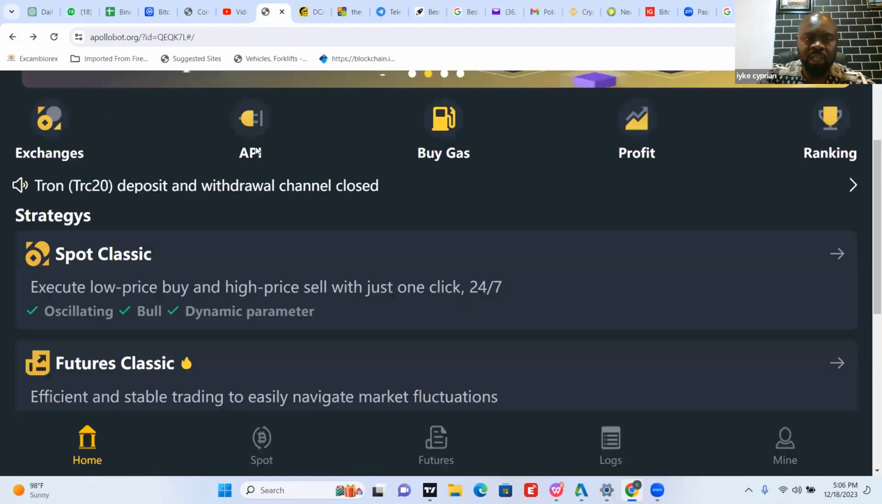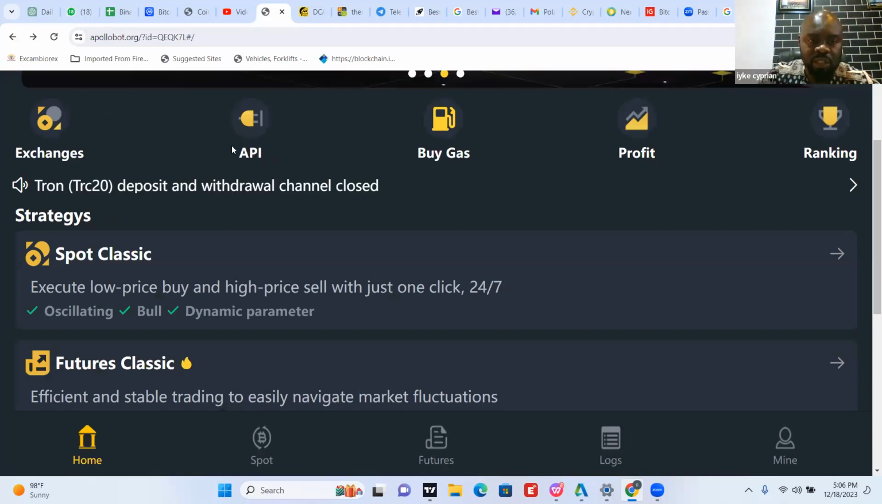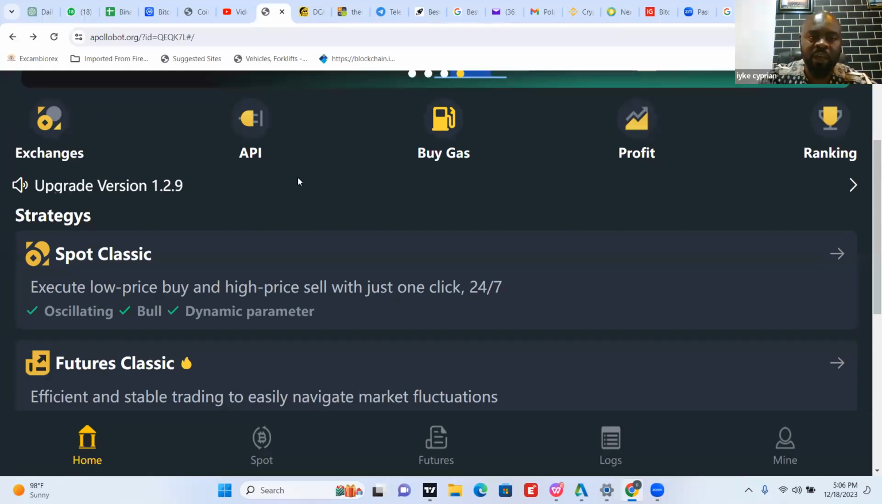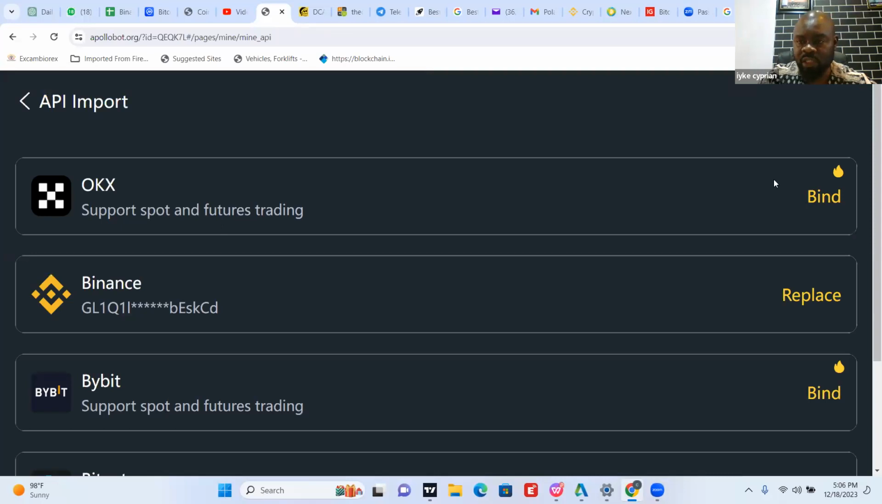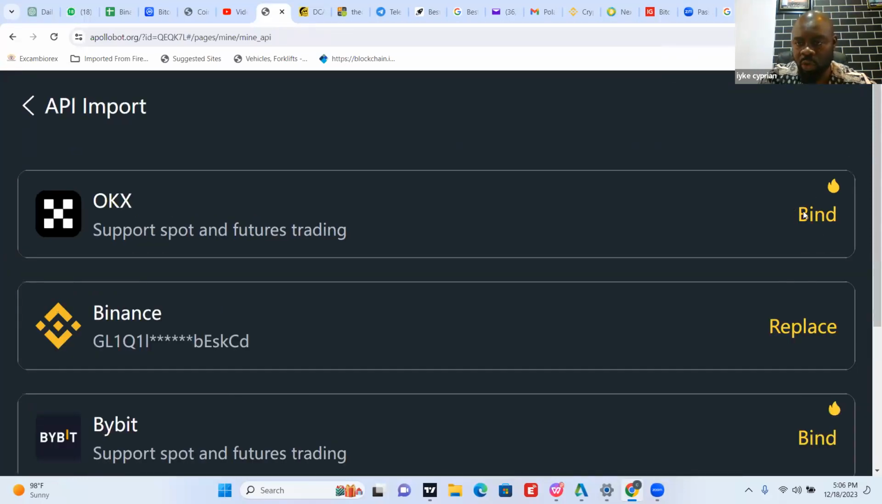The next thing you're going to be doing is connecting the robot with your exchange. You have what we call the API, which stands for Application Programming Interface. When you tap on API, you connect. On the other side of this page, you see what's called bind. You tap on bind. Once you tap on bind, you'll see the process of binding is also stated there. There is a tutorial that will take you through the binding process.